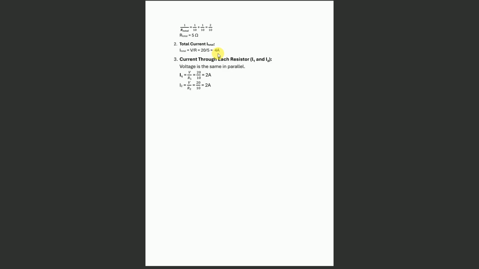So these were the simple problems relating to series and parallel circuits. In the next lecture, we will also discuss some more complex problems regarding these series and parallel circuits.